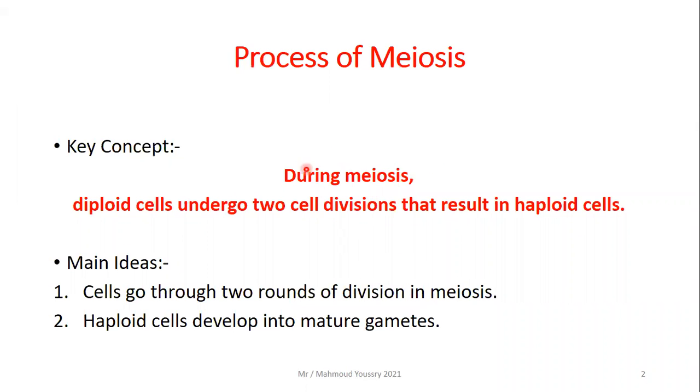The key concept here is during meiosis, diploid cells undergo two cell divisions that result in haploid cells. And we already know that the term diploid means the cells have the complete number of chromosomes, but haploid means the cells have half the number of chromosomes. We have two main ideas. Number one, cells go through two rounds of division in meiosis, unlike mitosis. Number two, haploid cells develop into mature gametes.